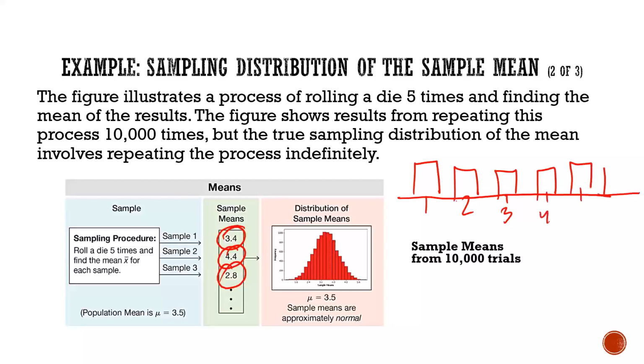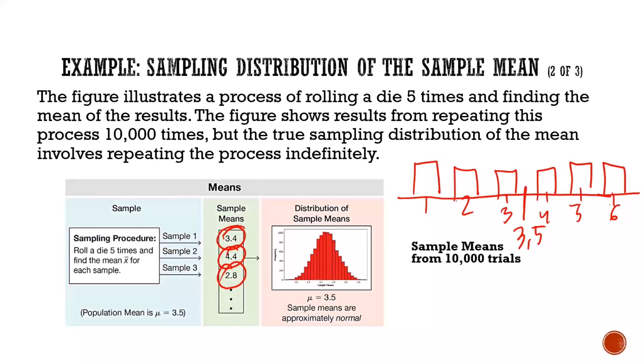I'm trying to draw a normal distribution. I'm failing a little bit here, but you get the idea. Each of these bars would have the same height, we would assume. But in the middle, the mean of these would be 3.5. But it would be uniform.